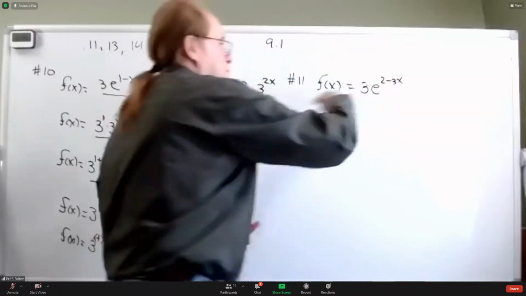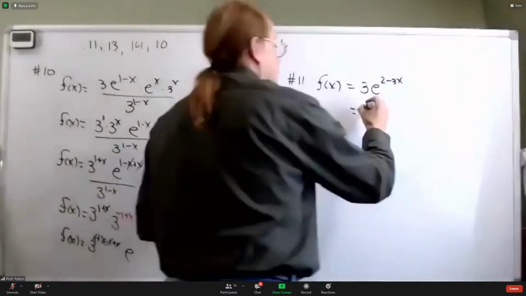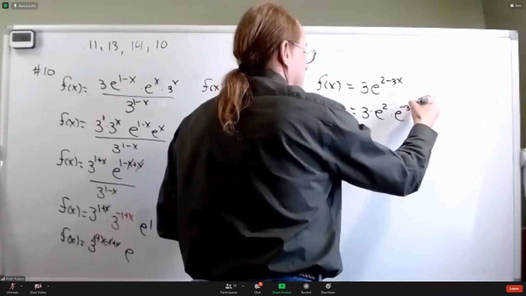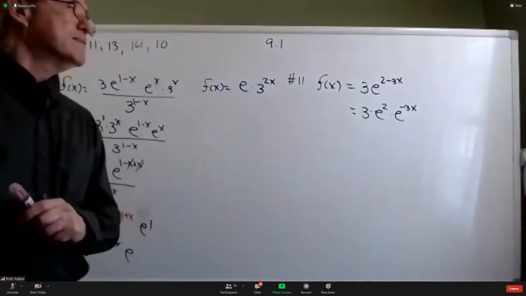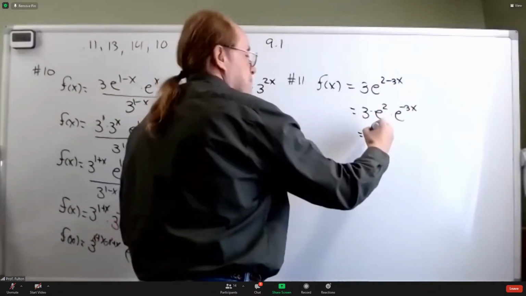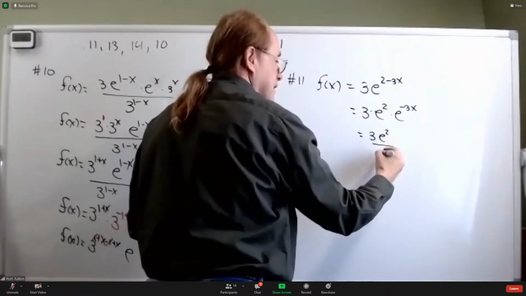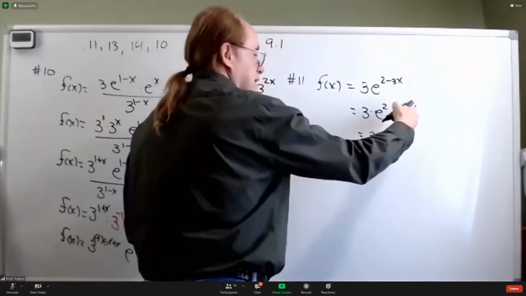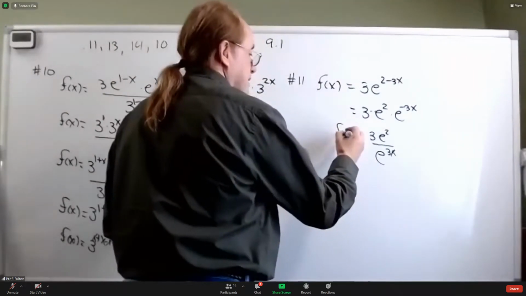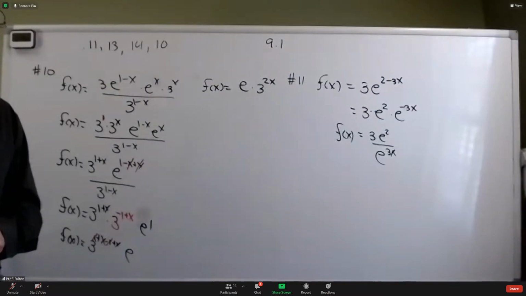Okay, first thing I'm going to do is expand that up, break that apart. This is 3 times e squared times e to the negative 3x. Expand them out. Everything looks pretty good except I have a negative exponent. So what do I do? I make that positive simply by moving it underneath. Negative exponents come down as positive exponents. Now that's expanded out. There's nothing else I can do. Just write it that way.